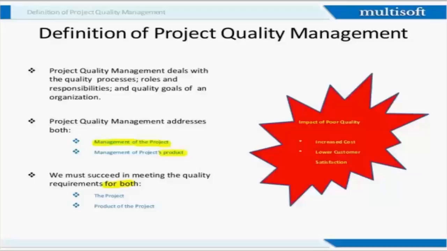And if there is rework, the customer is not going to be happy, because they have to wait for the defective piece to be replaced or corrected. So their satisfaction levels are going to come down. So the consequences of poor quality are increased cost and lower customer satisfaction. Clear?